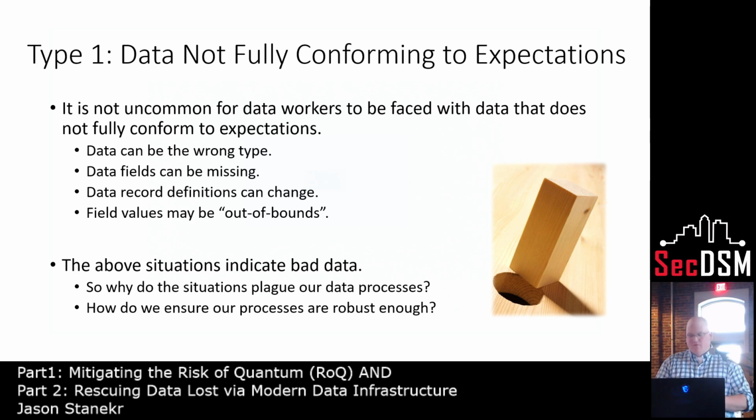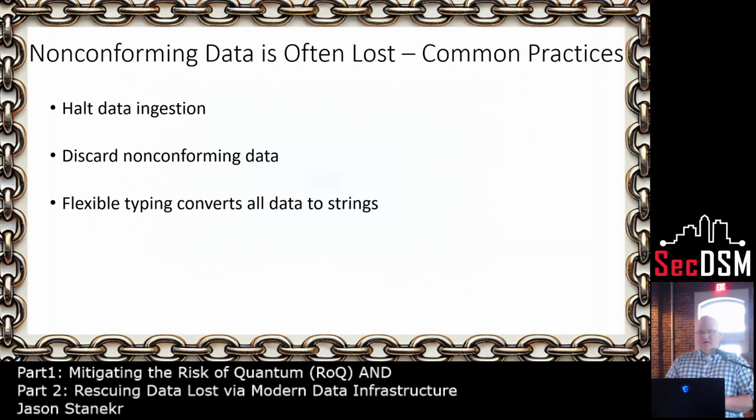So what are some of the common practices for handling non-conforming data that might have inconsistencies? Here are the 3 common approaches, really. One is to halt data ingestion. The second is to discard the data. And the third is to change all of the data to strings. It might be a number, but if a character shows up, now all your data is strings.